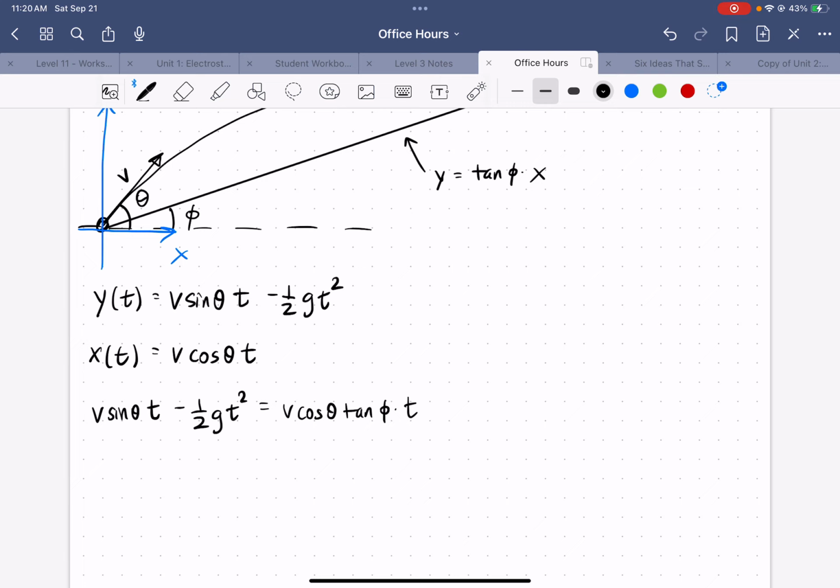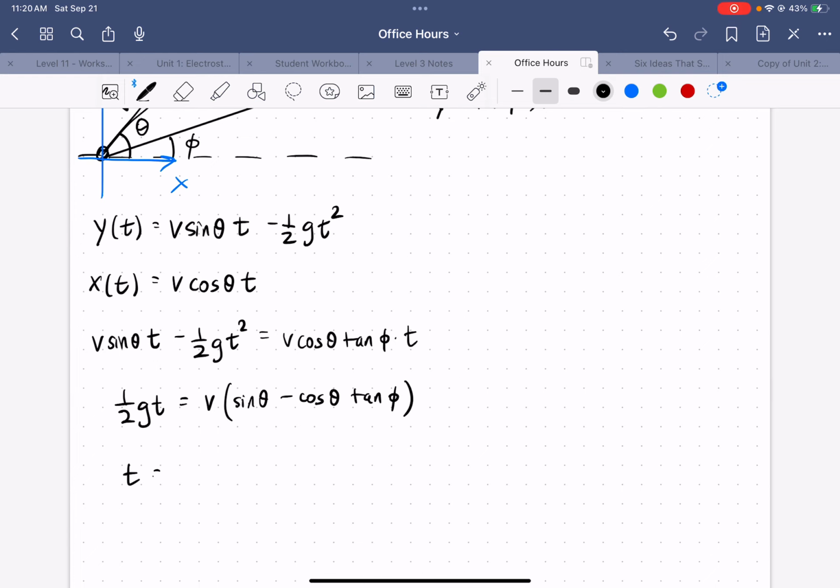So the two steps I showed there, where 1/2 g times t is equal to v times the sine of theta minus cosine theta tangent phi, which gives us t is equal to 2v times sine of theta minus cosine theta tangent phi, all divided by g.